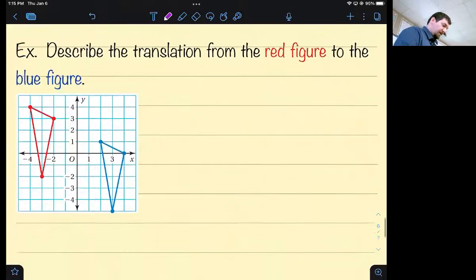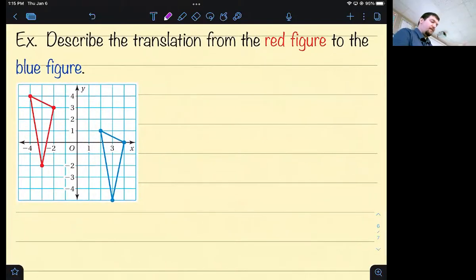And then our last question here says, describe the translation of the red figure. You'll find out that they use the red color to represent the original shape a lot here. And then the blue one always represents the new one that we call the image. So the blue figure is the image. I'm going to write that because even though they didn't say it that way, they're going to ask you specifically which one the image is later. So it's a translation, obviously, it moved.